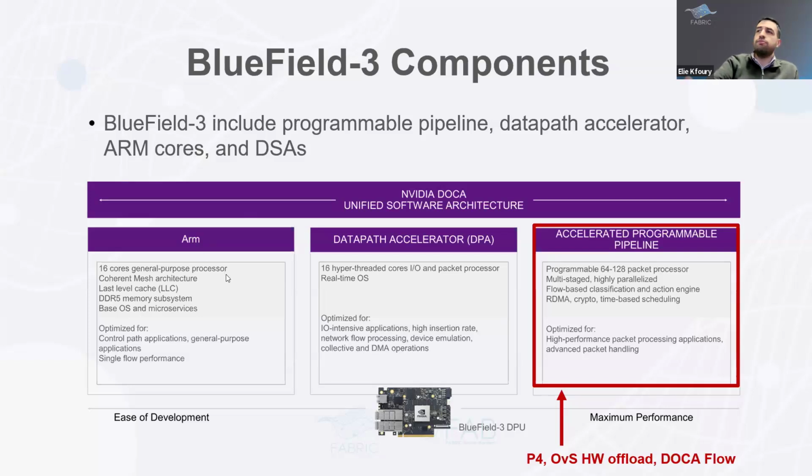So you can use the ARM to handle maybe the control plane or the slow path, DPA for handling some of the operations, maybe not all of them. And then the pipeline here is going to be used to filter the traffic and send it to the other compute engine. So you can use the three of them. They're not mutually exclusive.